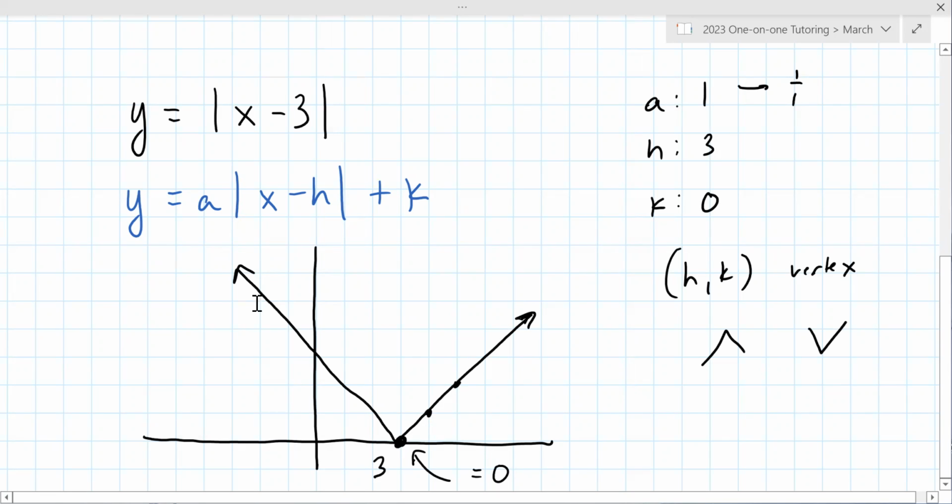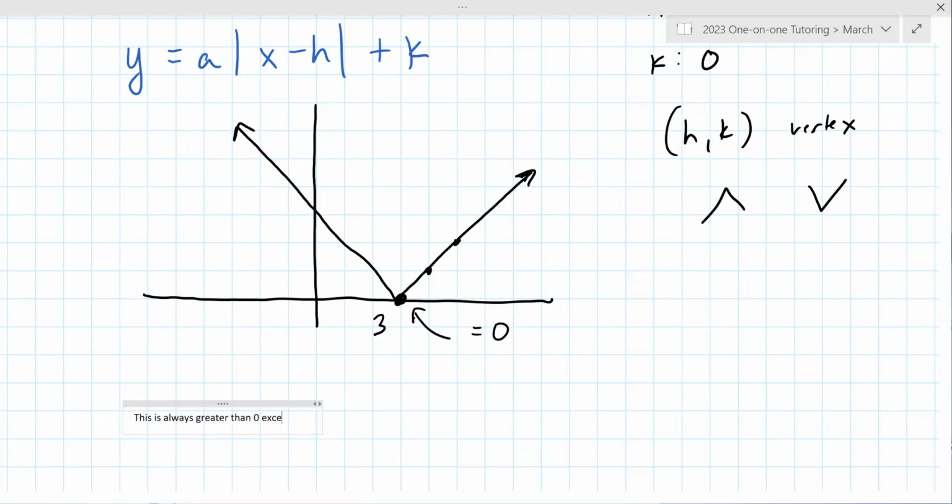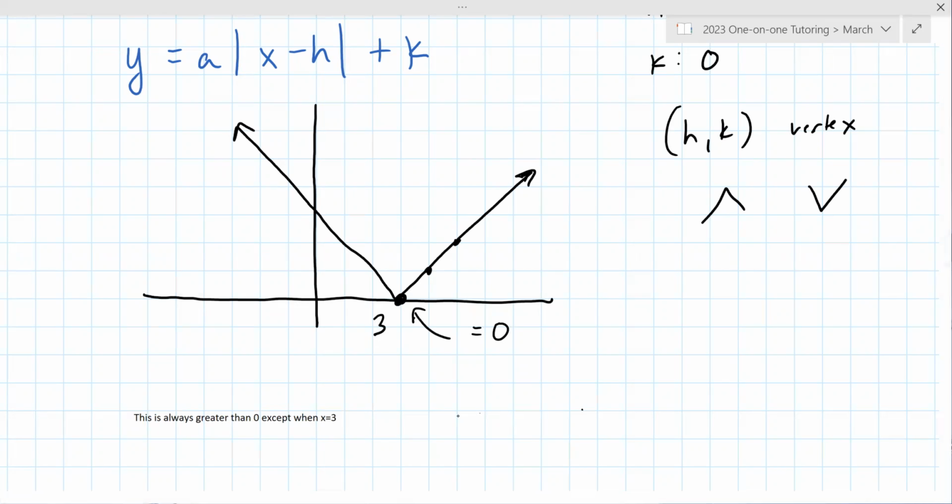So I'm pausing there, just seeing if there's any confusion or anything unclear about that. It's fine. Let me just give you the summary. The summary here is that this is always greater than 0, except when x equals 3. So it's everything but x equals 3. What do you think of that? I can comprehend that. Okay.